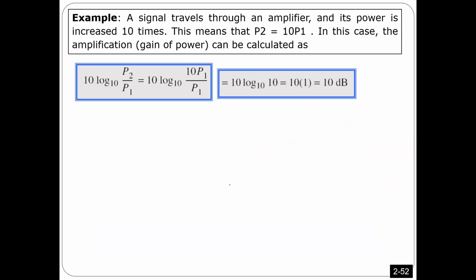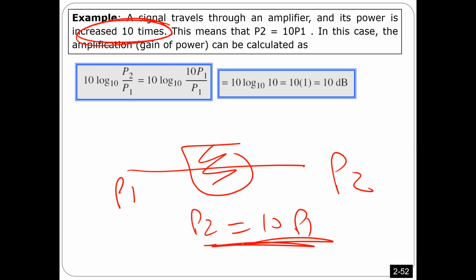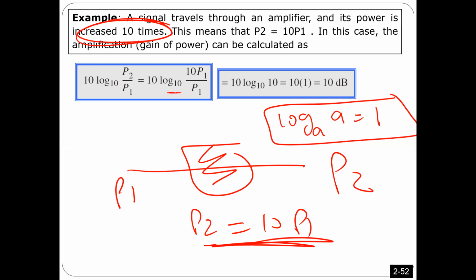Great. So now let's see another example. Here, a signal travels through an amplifier and its power is increased 10 times. That means, with the amplifier here and P1 here, P2 equals 10 P1. We increased the energy. I want to express it in decibel. I'm just going to plug into the formula, very simple. So here it is 10 log 10 of 10. In logarithms, log A of A is equal to 1, and this is exactly the case now. So log 10 of 10 is 1. So now the result is 10 decibel. Is that okay?